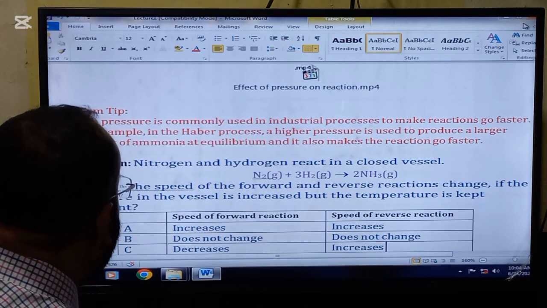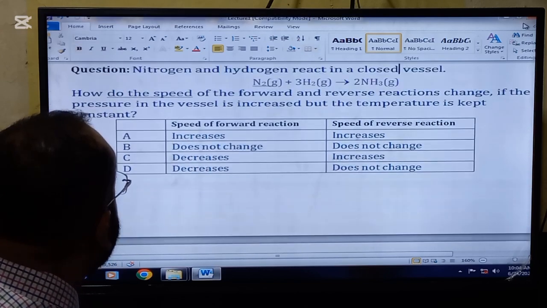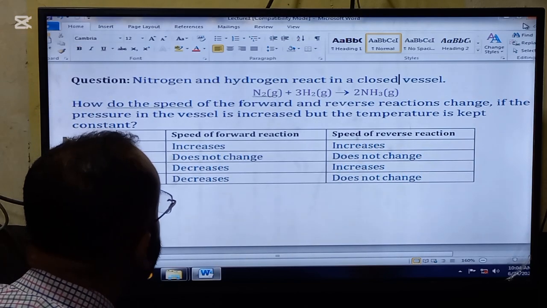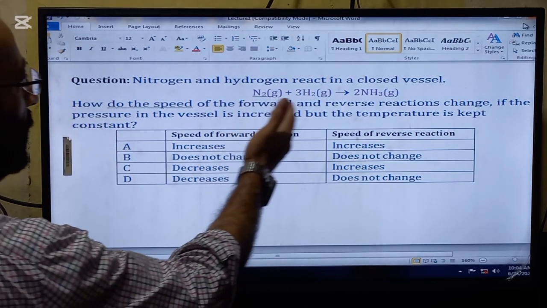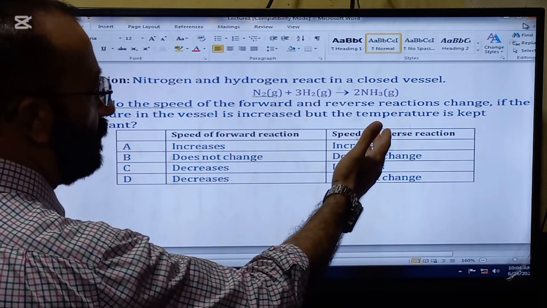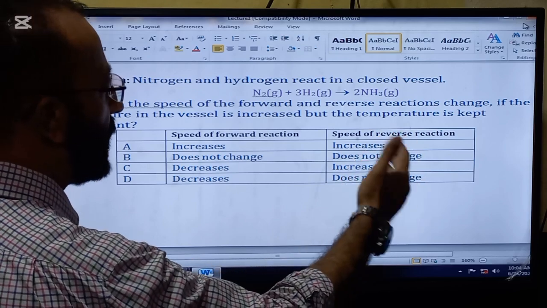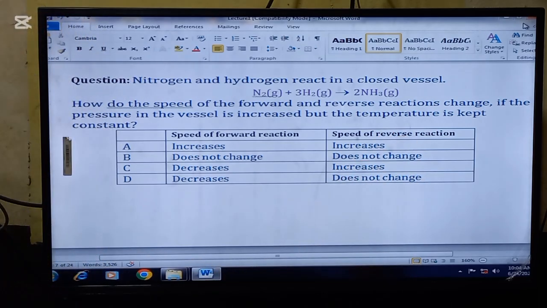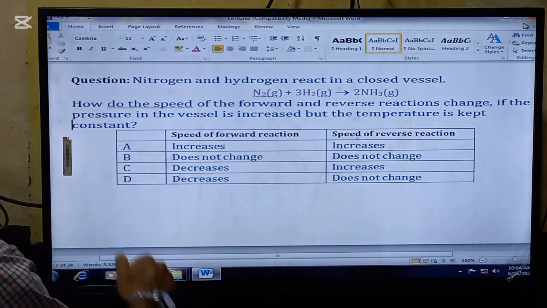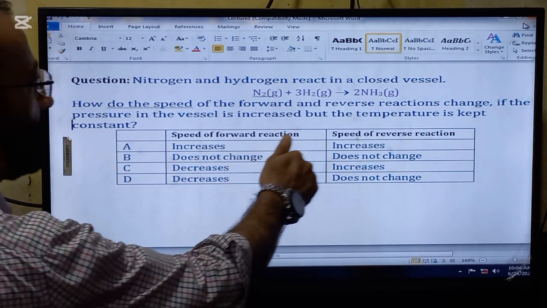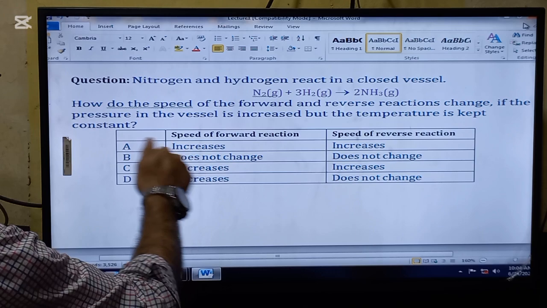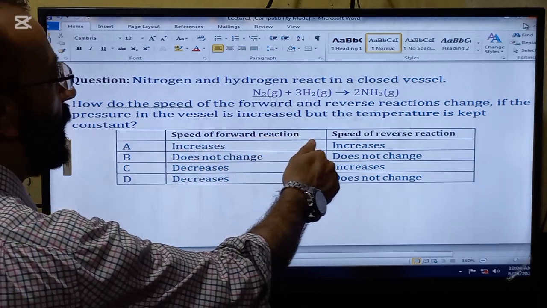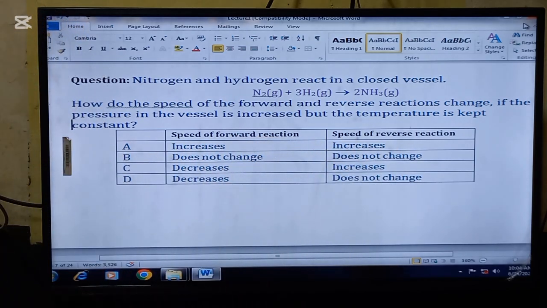And here are some questions. Nitrogen and hydrogen react in a closed vessel. This is the process called the Haber process, which is normally used in industries to make ammonia. How do the speeds of the forward and reverse reactions change if the pressure in the vessel is increased, but the temperature is kept constant?